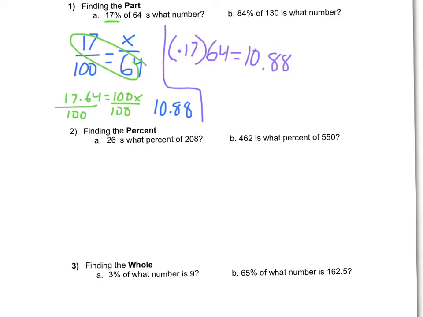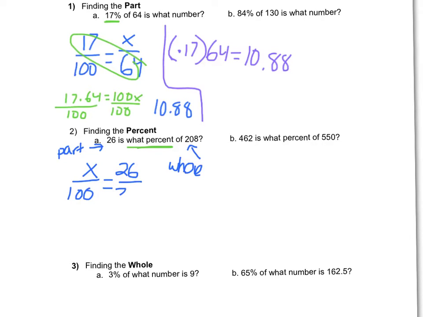In number 2, we're finding the percent. This means that we don't know what number will go over 100. Notice it says 26 is what percent of 208. When I see what percent, I know that I'll have x over 100 because I don't know the percent. Now it says 26 is what percent of 208? So I know that 26 is the part of the number that I'm talking about, and it's part of my whole of 208.